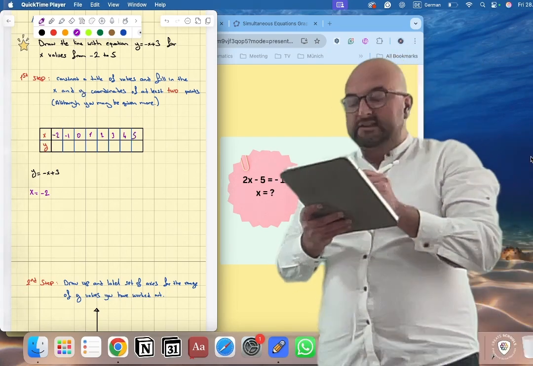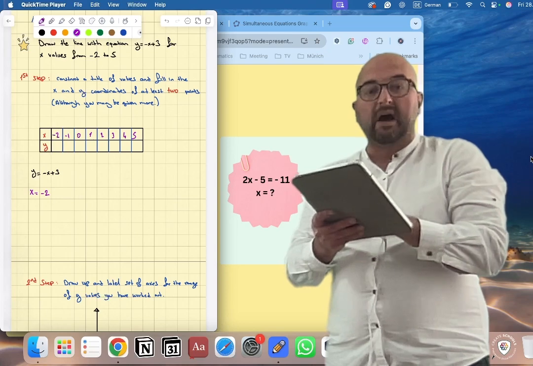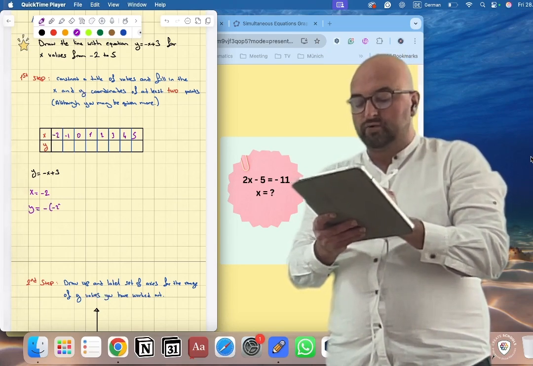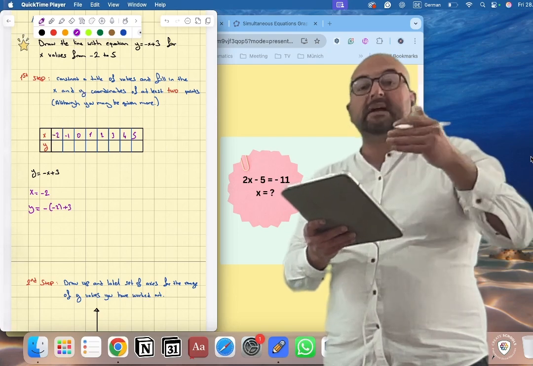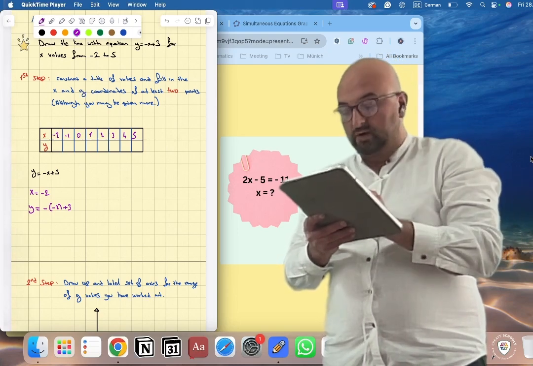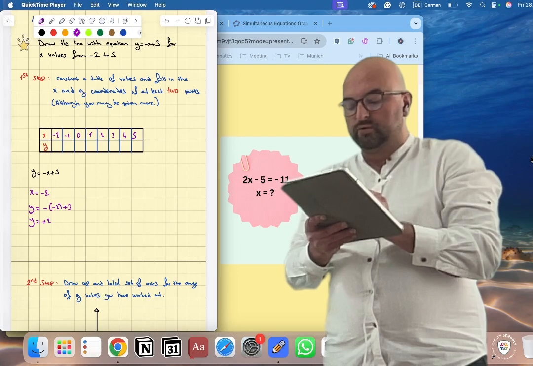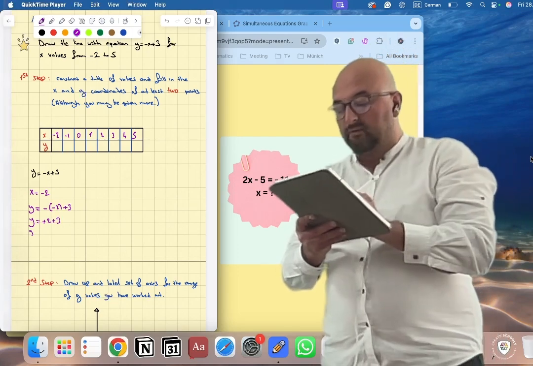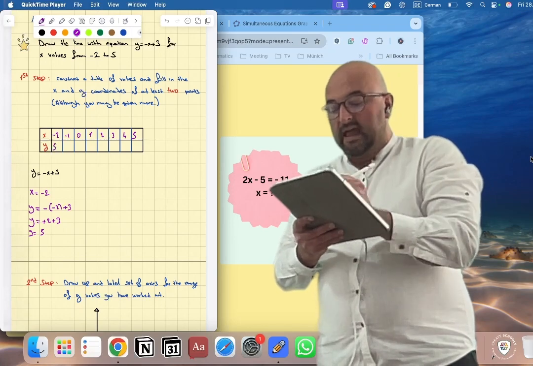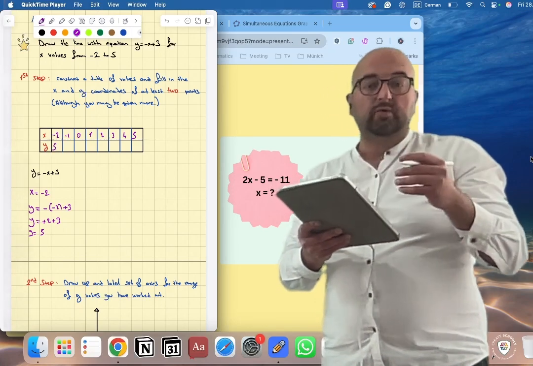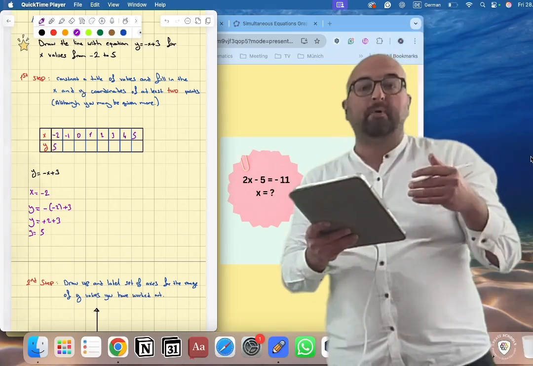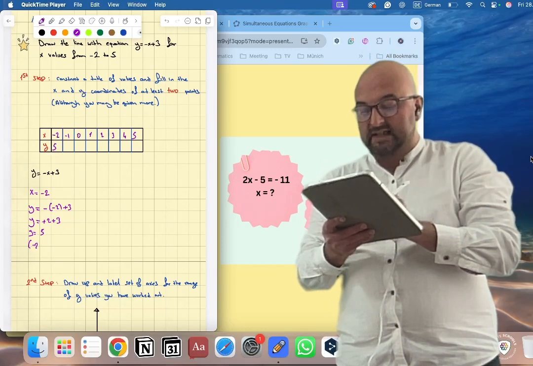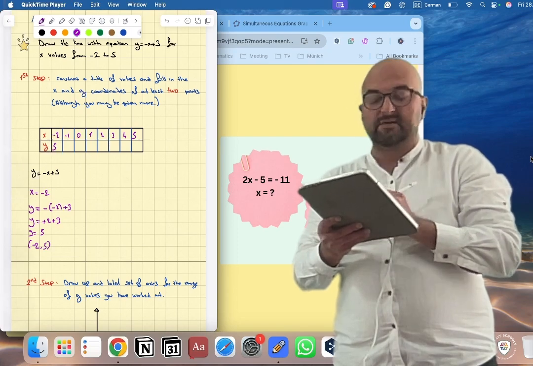So if you write negative 2, replace x, you can find out y. So y equals negative negative 2 plus 3. Negative negative makes positive 2. So it means positive 2 plus 3, and y equals 5. And you have a point on the straight line. This point's x value is negative 2 and y value is 5.